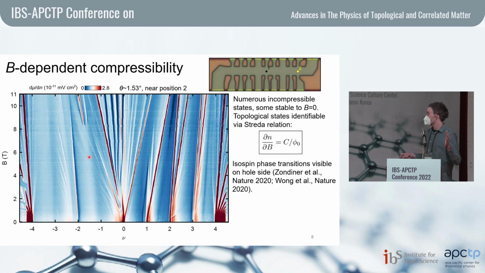So at these points, one thinks that one of the spin-valley flavors is being fully filled or fully emptied as you get closer to the integer filling.